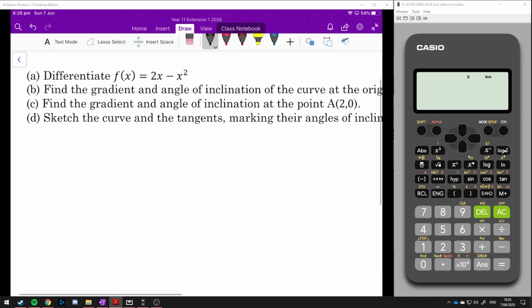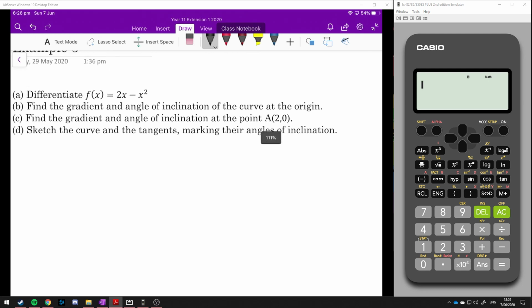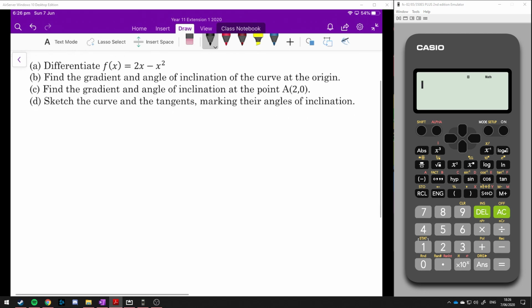So we're going to start off by differentiating f of x is equal to 2x minus x squared. We're going to find the gradient and angle of inclination of the curve at the origin. We're going to find the gradient and angle of inclination at the point (2, 0). And I'm going to sketch the curve and the tangents, marking their angles of inclination, okay? So let's start off by differentiating this.